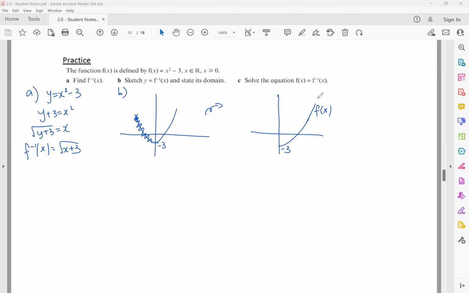To sketch a graph of the inverse, remember we have to draw the line y equals x, and that looks like this. So therefore, the inverse graph looks like this. It might be a bit too steep. Let me try again. So the inverse graph looks like this. Right, so that's that. And that will be minus 3, and that's the inverse graph.